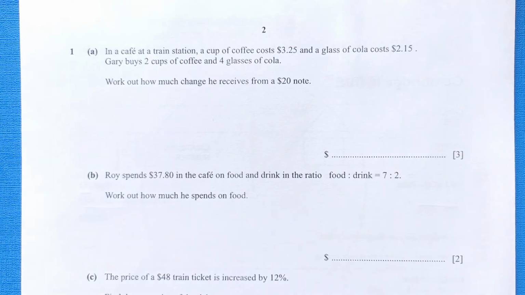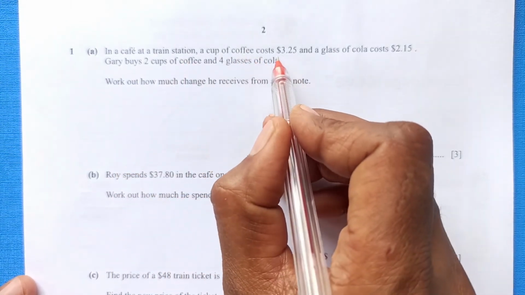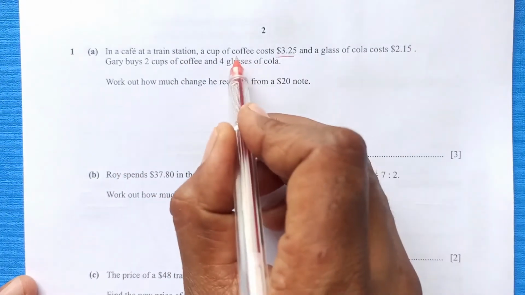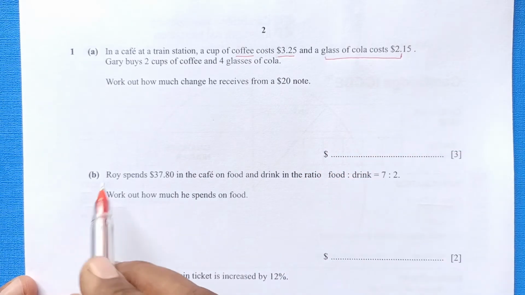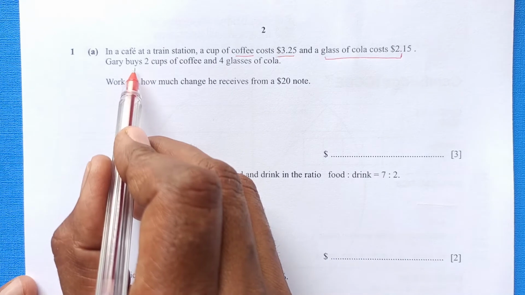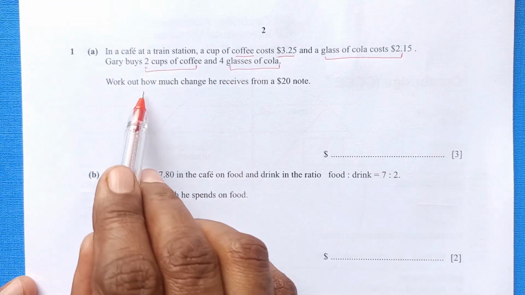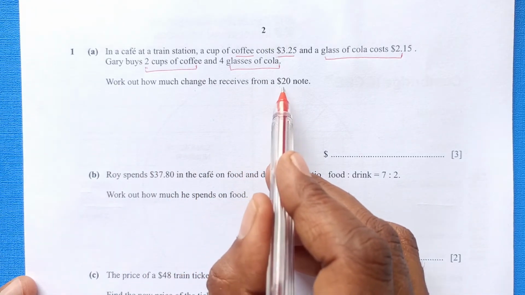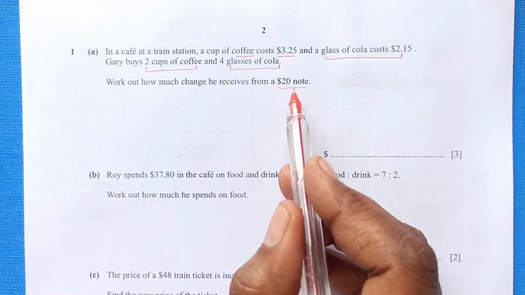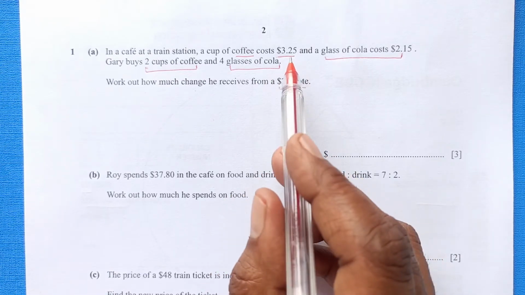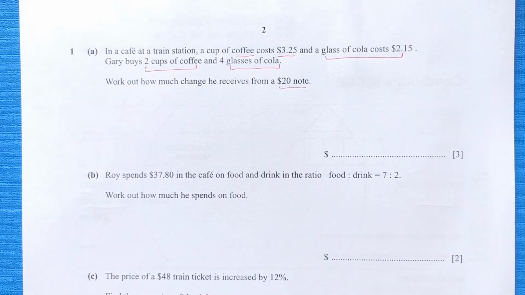Question 1. In a cafe at a train station, a cup of coffee costs $3.25 and a glass of cola costs $2.15. Gary buys 2 cups of coffee and 4 glasses of soda. Work out how much change he receives from a $20 note. So he paid $20 and how much will he get back?